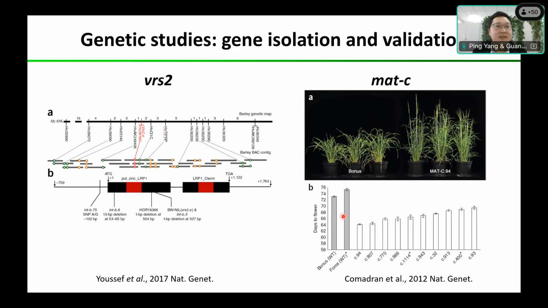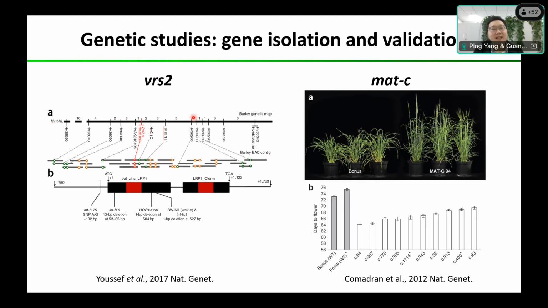On the other hand, barley mutants are also used for genetic studies. Once we observe some phenotypic variation, mutants are a very good tool for genetic study to identify the molecular basis behind it. For instance, there is the gene VRS2. This gene modulates lateral spikelet fertility, and it was identified from a mutant.